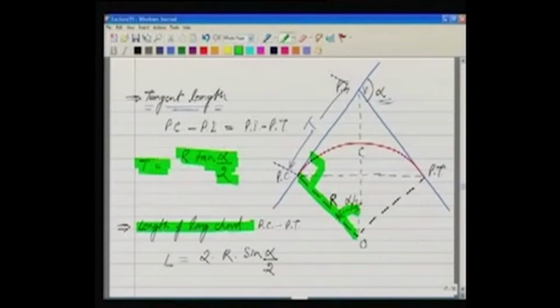Now what is the length of the long chord? As per the definition, the length of the long chord is from the point of curve to the point of tangent, and of course you can also compute this as L = 2R sin(alpha/2). This is the length of the long chord.